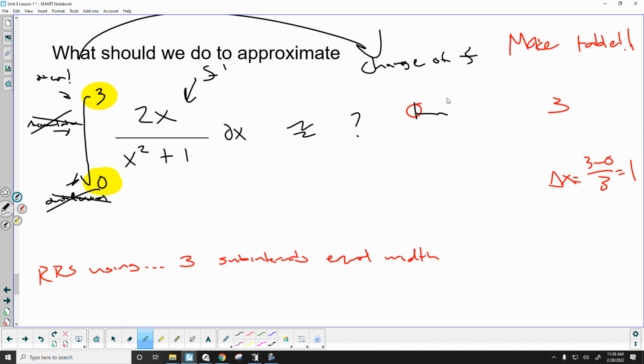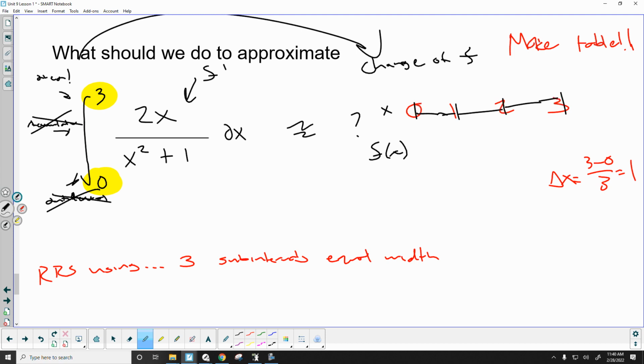You're going to go from 0 to 1. There's 1. 1 to 2. There's 2. 2 to 3. There's 3. Okay, great. That's the x values. That's going to give you your width. But we need y values. What are y values? Function values. Taking your x, plugging it into your function.